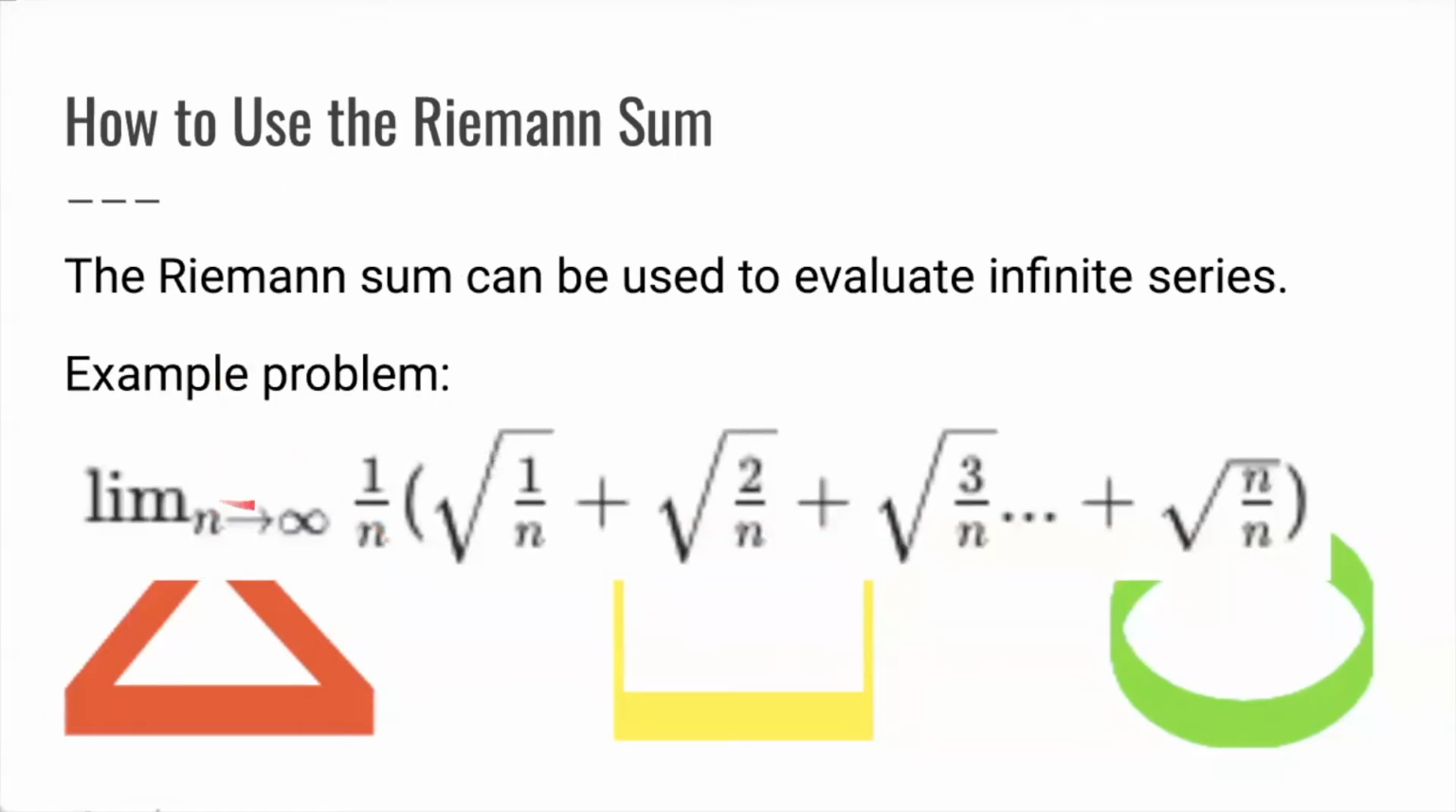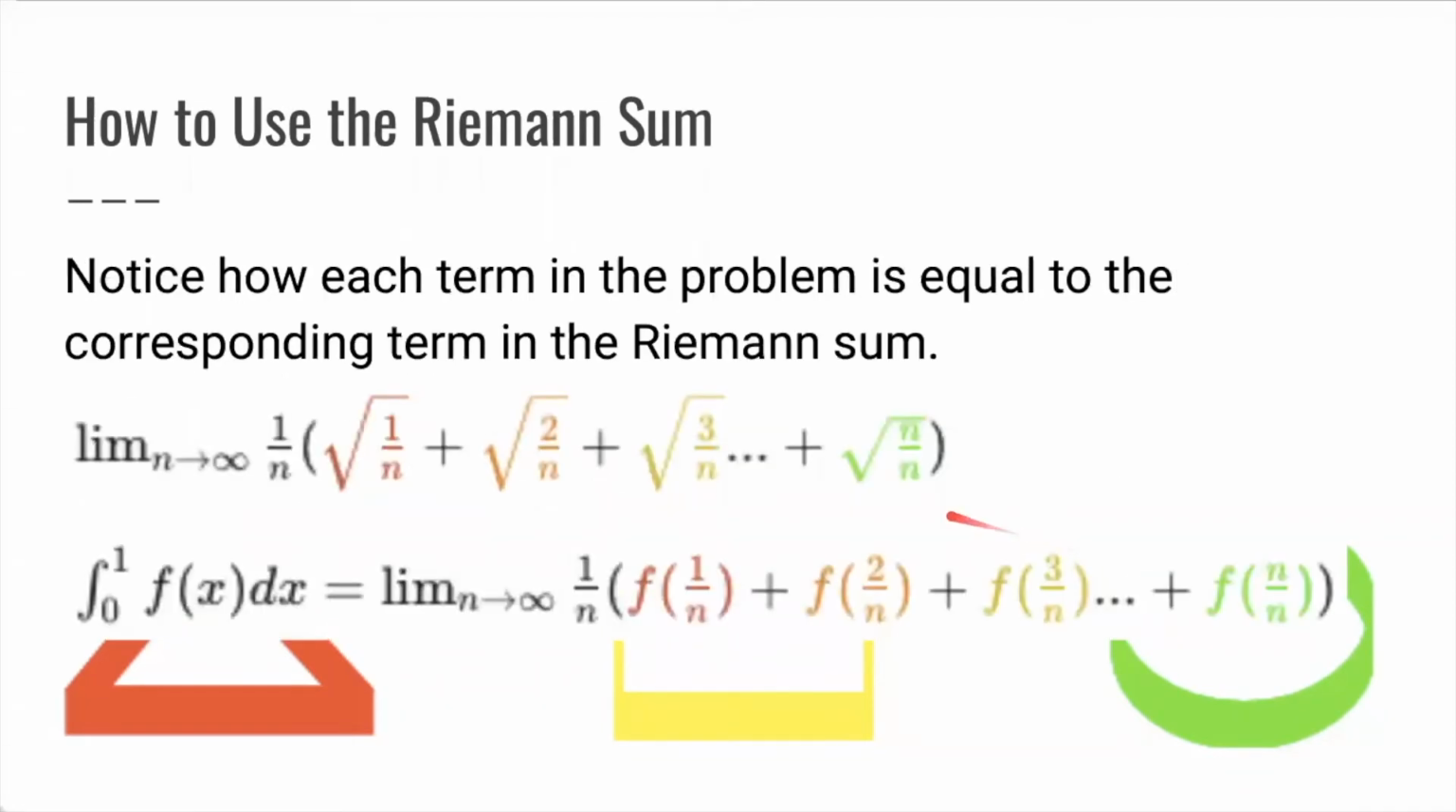Well, here's an example problem. So this is an infinite series right over here, and you can evaluate it using the Riemann sum. So notice how each term in the problem is equal to the corresponding term in the Riemann sum. So this right over here is the Riemann sum. And notice that the square root of 1 over n is equal to f of 1 over n. The square root of 2 over n is equal to f of 2 over n, and so on and so forth.